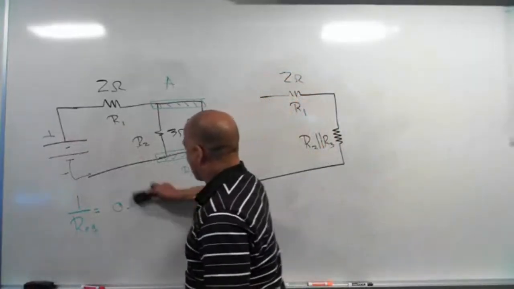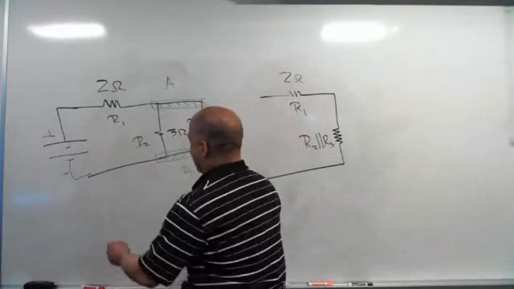Another way to do this, though, is to use the product over the sum rule. I got 2 resistors here.